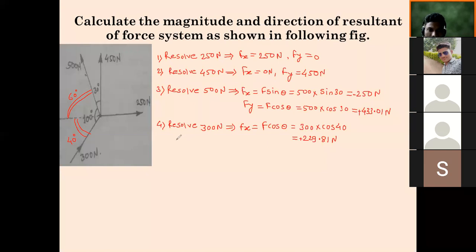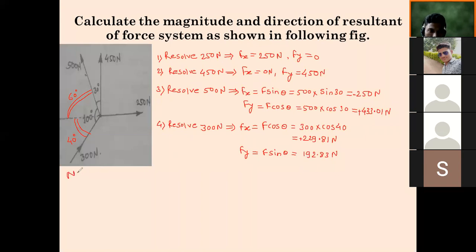Next, Fy. F sin theta. Tell me how much it is. 192.83. Is it positive or negative? Positive, because it is going towards the positive y-axis.